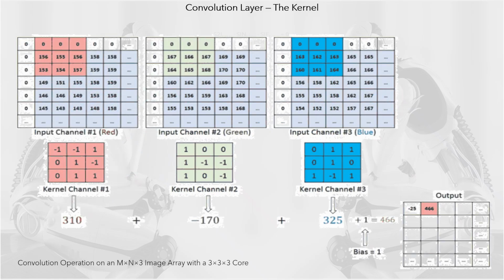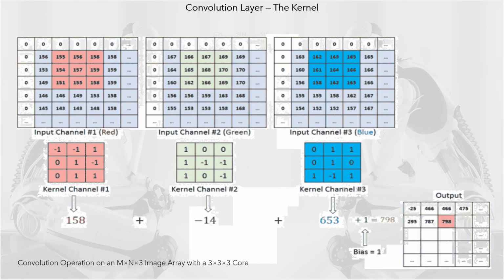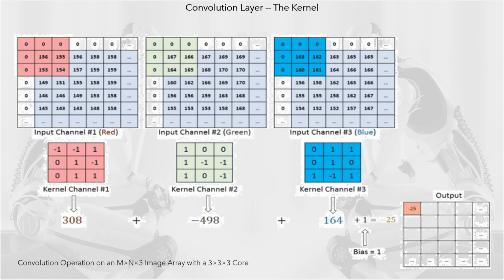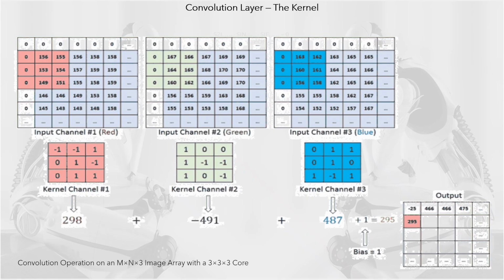Convolution operation on an N×3 image array with a 3×3×3 kernel. The filter moves to the right with a certain step size until it analyzes the entire width, at which point it jumps to the beginning, to the left, of the image with the same step and repeats the process until it goes through the entire image.